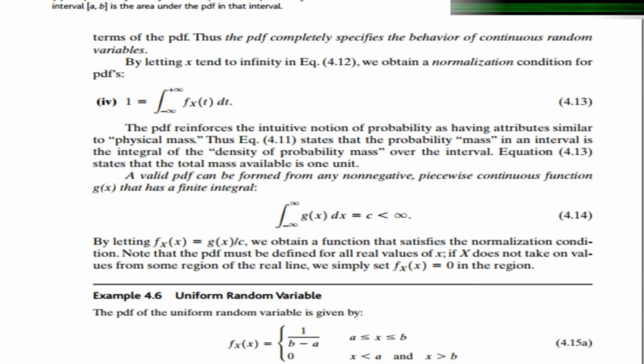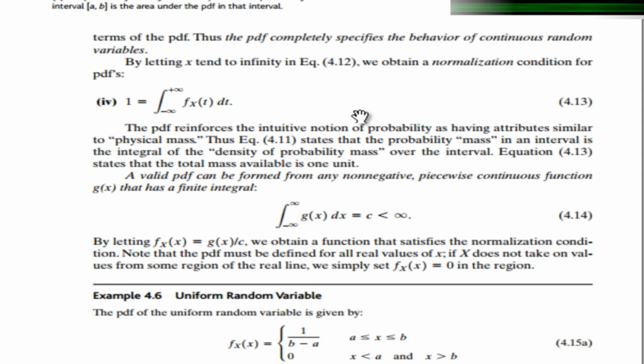Okay, up to this point we have discussed the CDF and PDF, and the meaning of CDF, cumulative distribution function, and probability density function, probability mass function. So it's enough for this lecture.